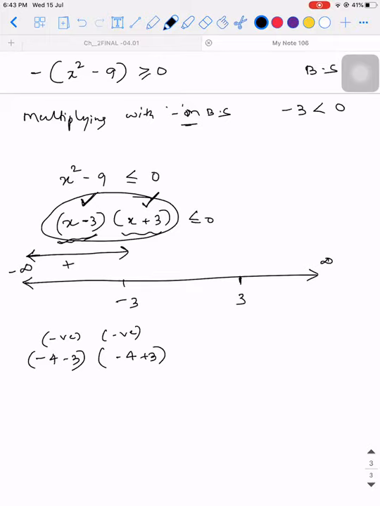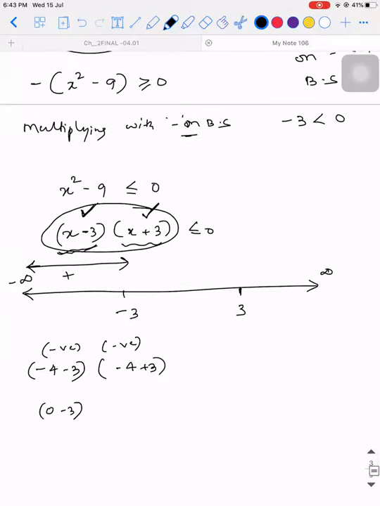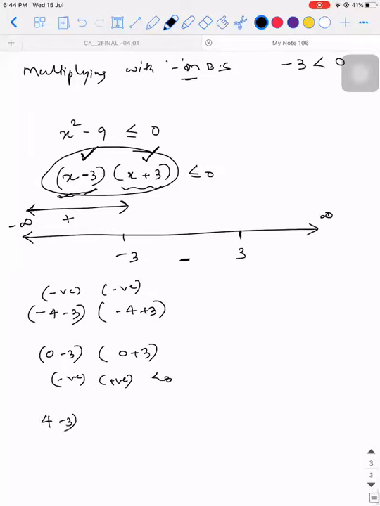If I substitute a value between minus 3 and 3, let me take 0. If I take 0 and substitute it, I get 0 minus 3 into 0 plus 3. Negative into positive. I'm getting a negative value. So between minus 3 to 3, I get a negative value. If I substitute a value of x greater than 3, so 4 minus 3 into 4 plus 3, positive into positive. So it is coming out as a positive value.